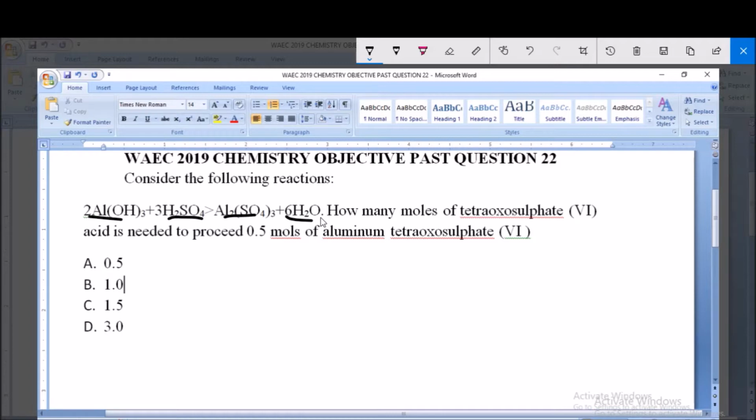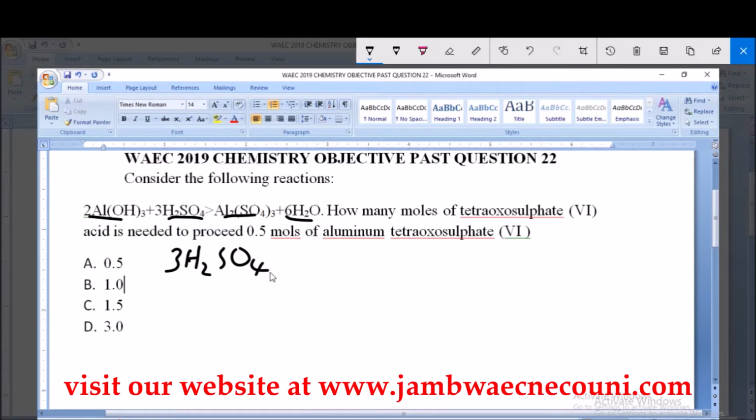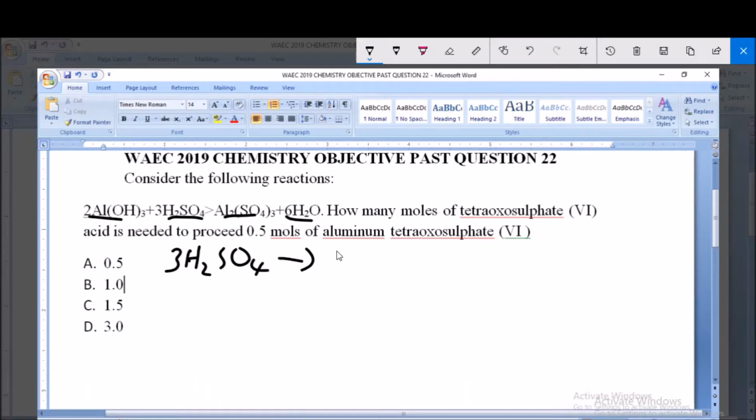A. 0.5, B. 1.0, C. 1.5, D. 3.0. Now looking at the reaction, we see that 3 moles of tetraoxosulfate VI acid, that is 3 moles of H2SO4, will react with aluminium hydroxide here to give just 1 mole of aluminium tetraoxosulfate VI. So we have just 1 mole produced.